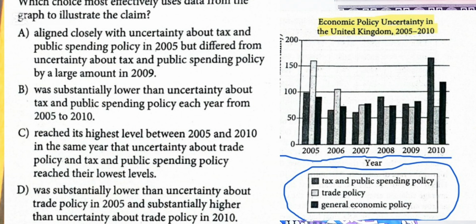Let's see whether the other part is even well or better represented. Okay, and substantially higher than uncertainty about trade policy in 2010. Substantially higher in 2010. Obviously, in 2010, general economic policy was very high in comparison to the trade policy. So option D is our best answer. Remember, sometimes we don't get a perfect answer. We just always are looking for the best in the list. So the best among the options we have here is option D. Others are not well represented on the chart, and we see how that happened.